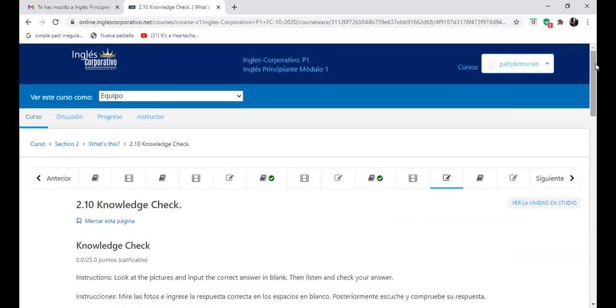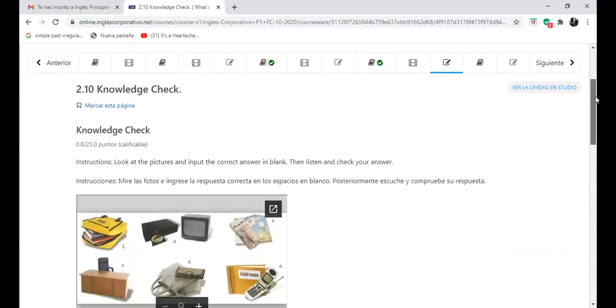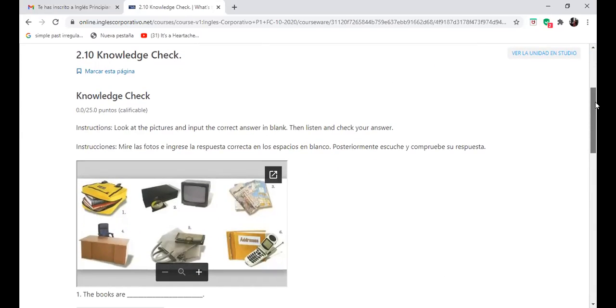After we finish this, we are going to be able to complete the 2.10 knowledge check, right? The knowledge check says, look at the pictures and input the correct answer in the blank. Then listen and check your answer. So here you have to expand. If you expand here, you will be watching this wider. Si usted expande aquí, ¿verdad? Usted va a poder ver esta imagen mucho más amplia.